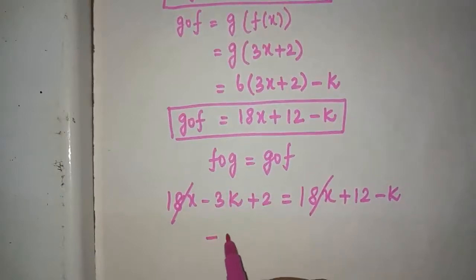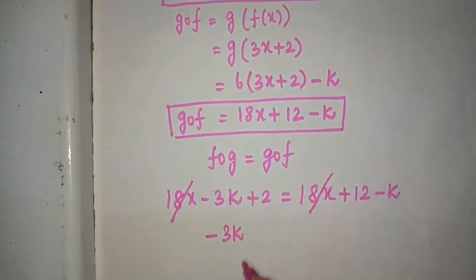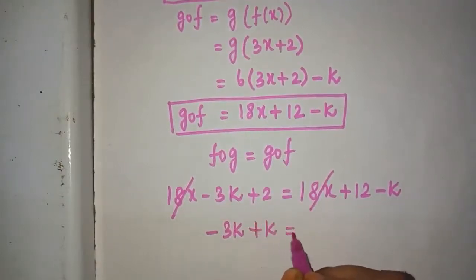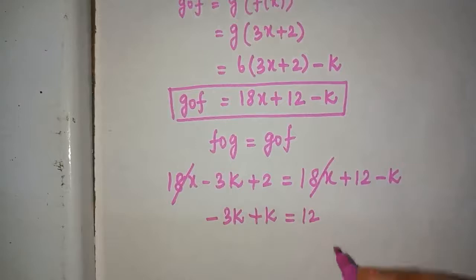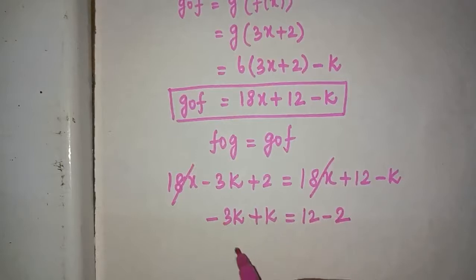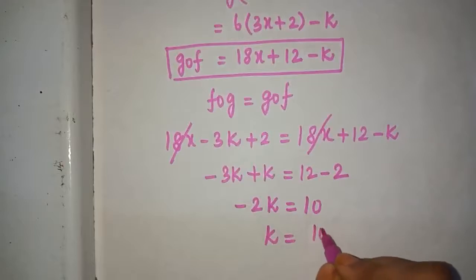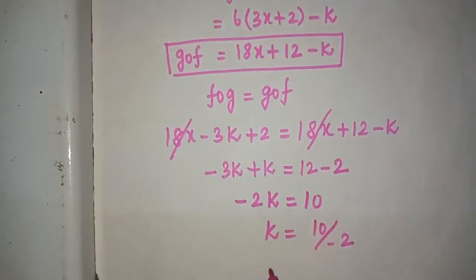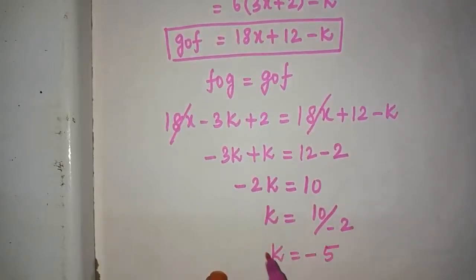So here you have minus 3k, then you are taking the k term to left hand side. So minus k will become plus k, which is equal to, here already you have 12. Then if you are taking plus 2 to right hand side, you are having minus 2. So minus 3k plus k will become minus 2k, which is equal to 12 minus 2 is 10. So k is equal to 10 divided by minus 2, which is equal to, 5 2s are 10. So k value is minus 5.